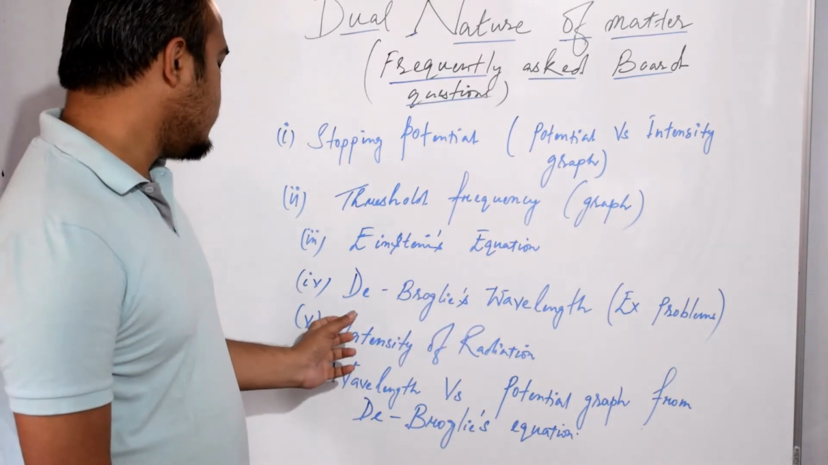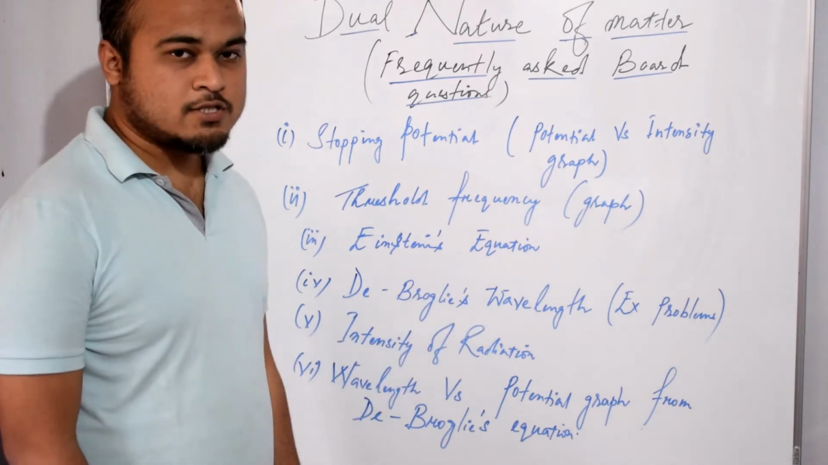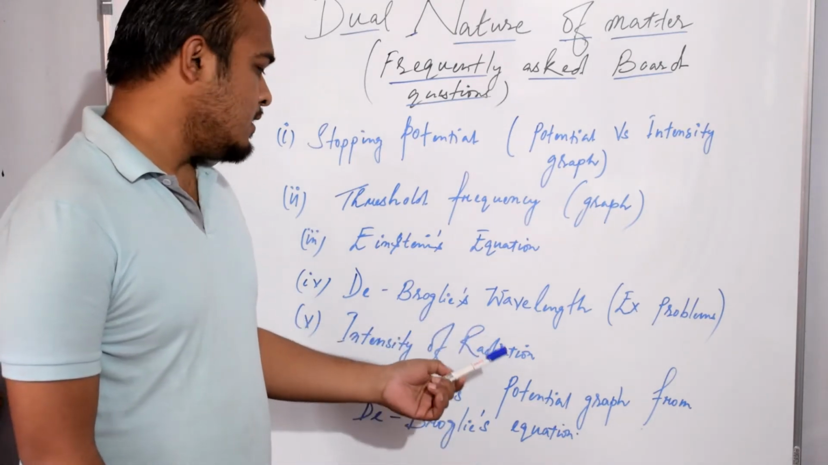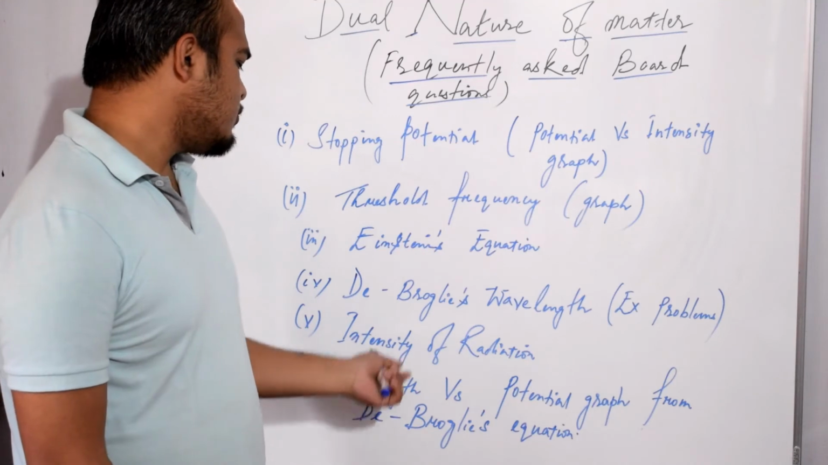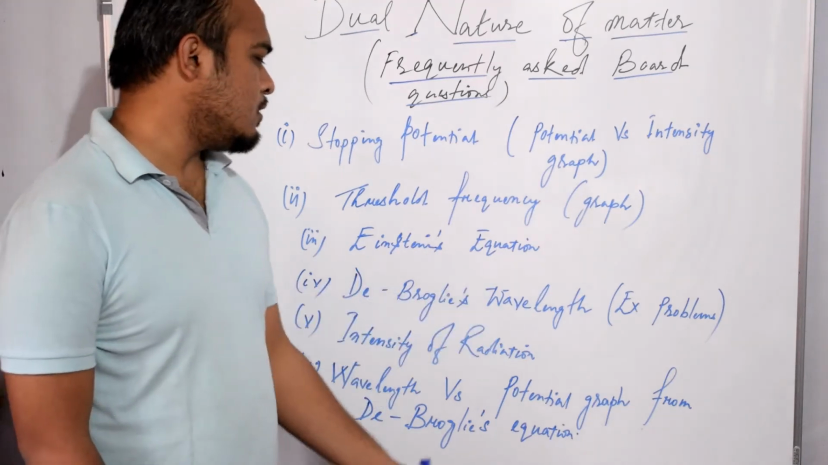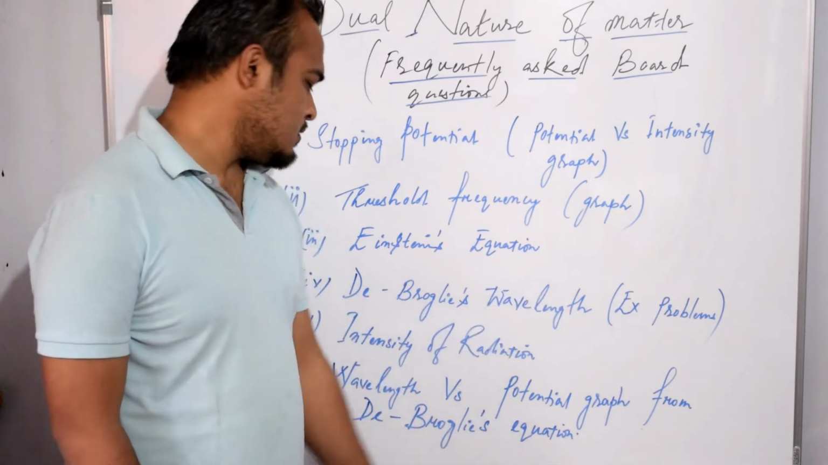The fifth topic is intensity of radiation. You'll have to study what intensity of radiation is. This mainly comes for 2-3 marks, maybe 2 marks. De Broglie's wavelength comes for 3 to 4 marks.